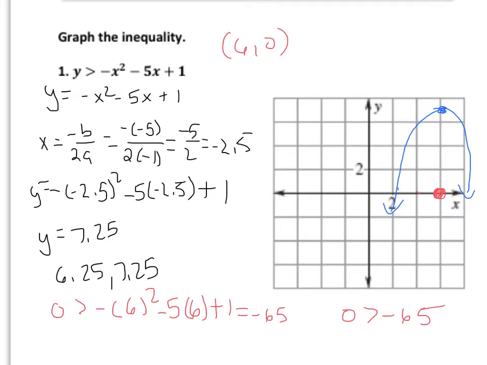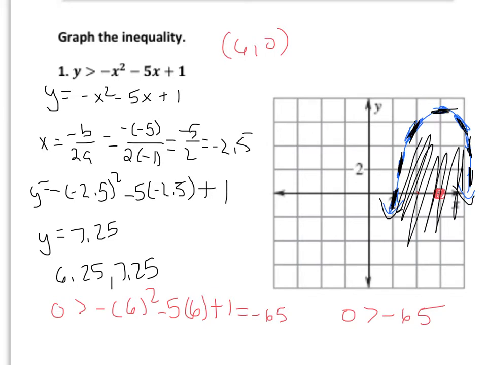Oh, I got to back up though. This line here should be dashed. I didn't follow the steps. It should not be solid. It should be a dashed line because it is strictly greater than. And that is true. So that means shade the middle. Okay? Alright, let's do another one.